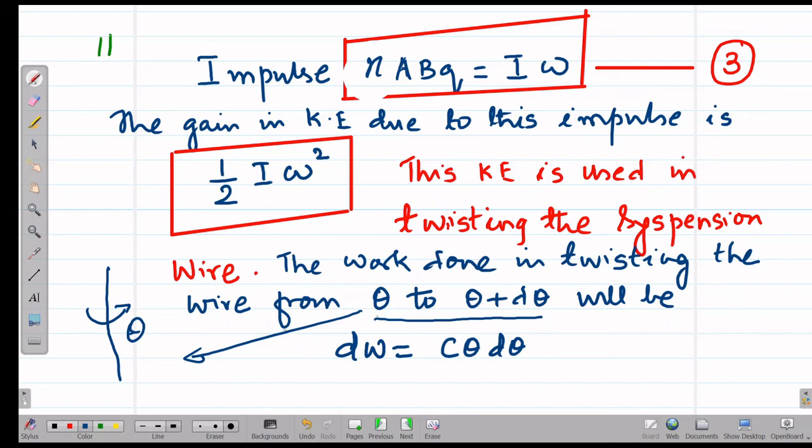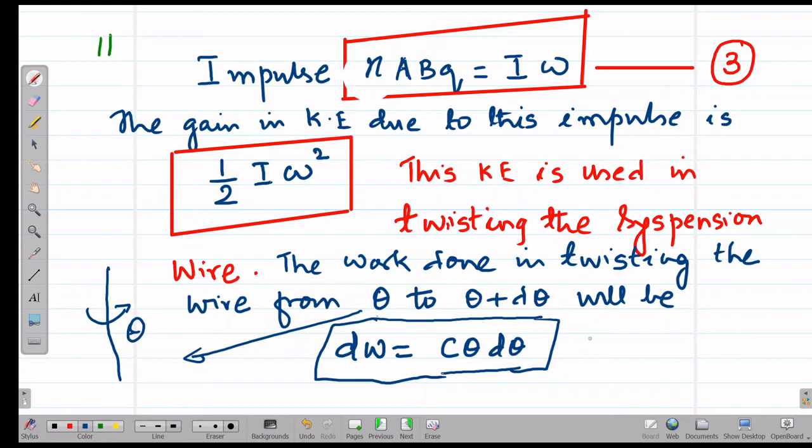You pass a current or a momentary current through the coil. There is a torque acting on the coil. This torque will turn the coil. Coil is attached to the wire, so the wire gets twisted. When the wire gets twisted, work has to be done in twisting the wire. And that work done is given by the formula C theta times d theta. C is a constant for the wire. It is called couple per unit twist.